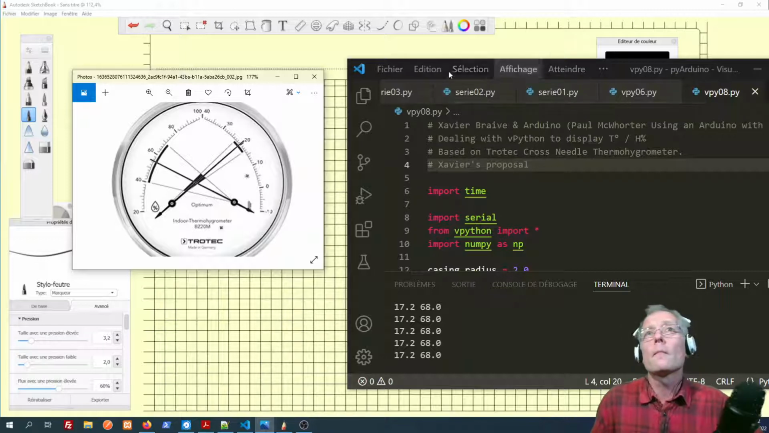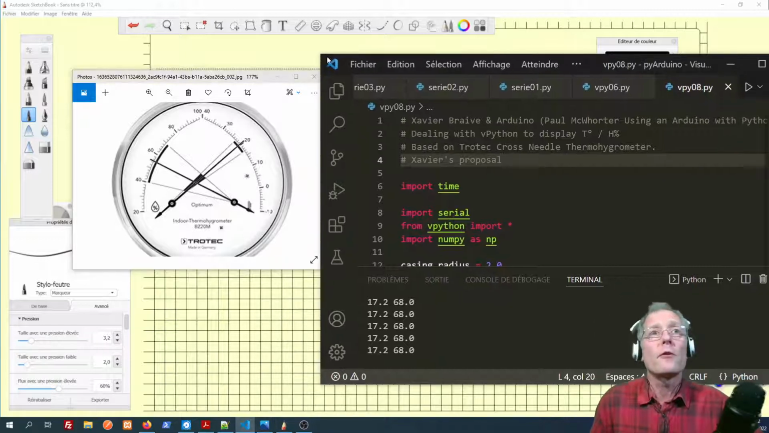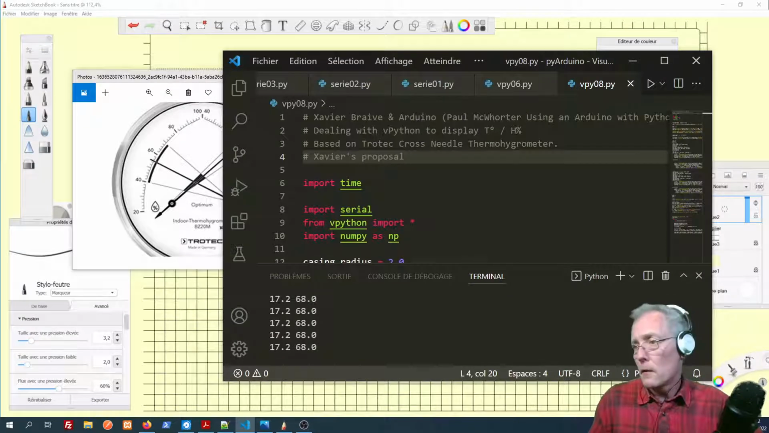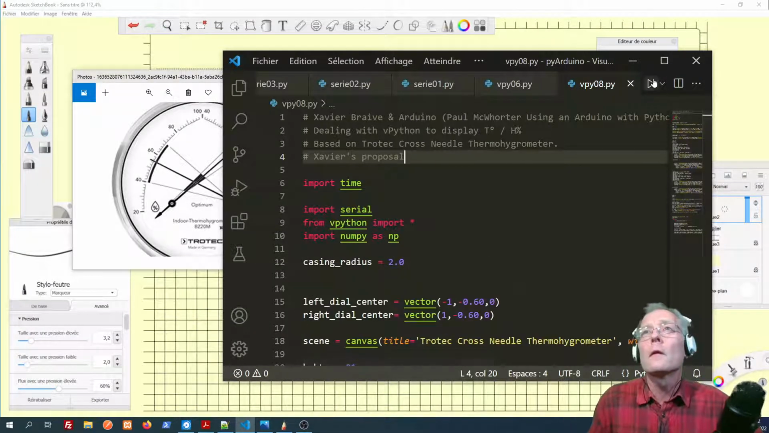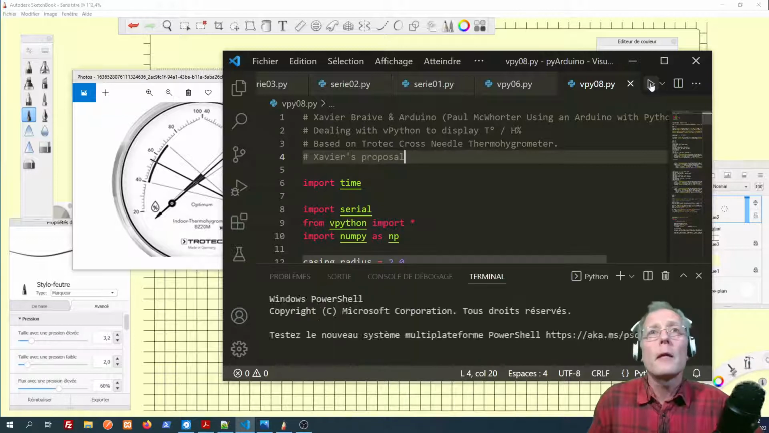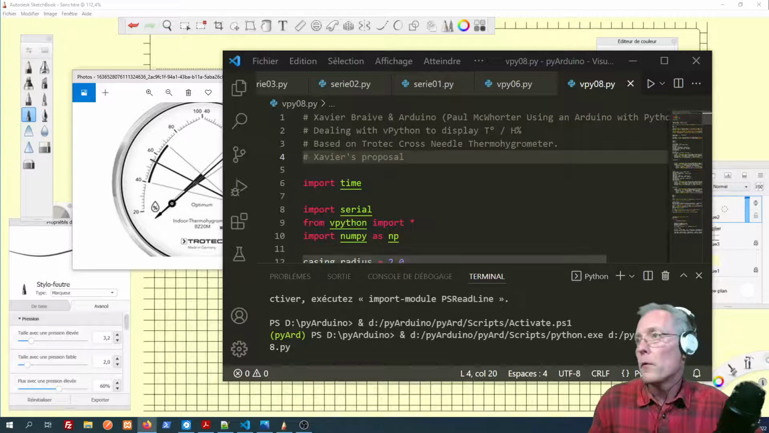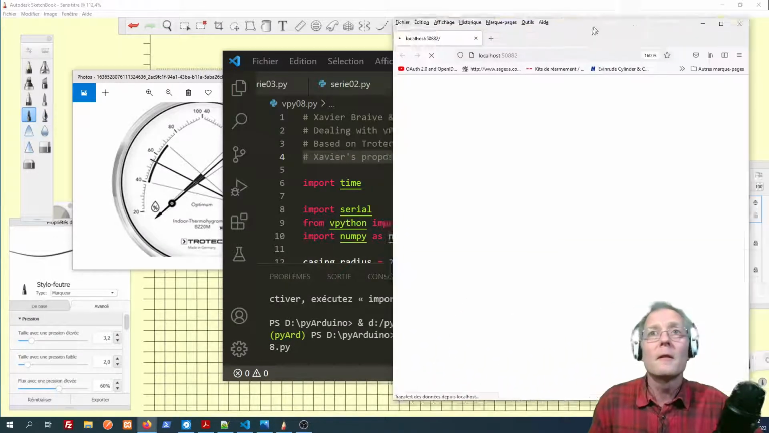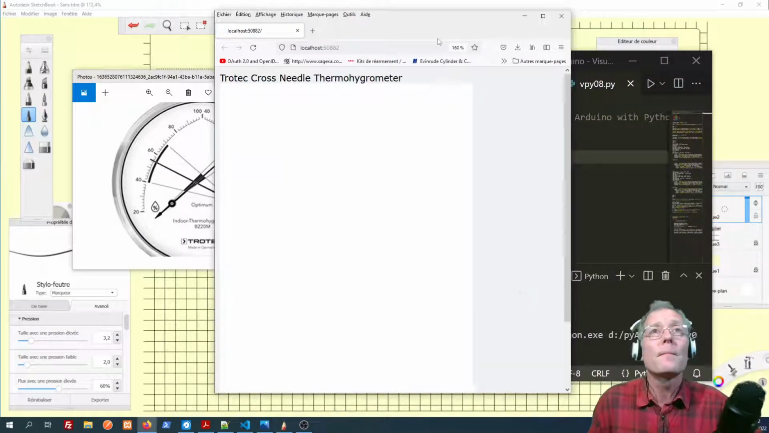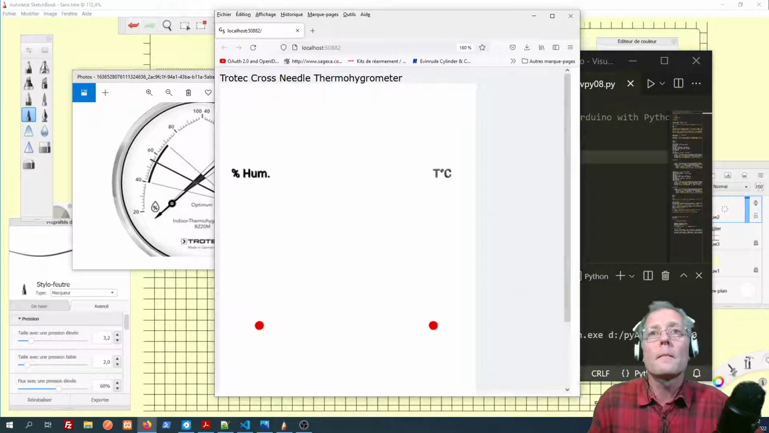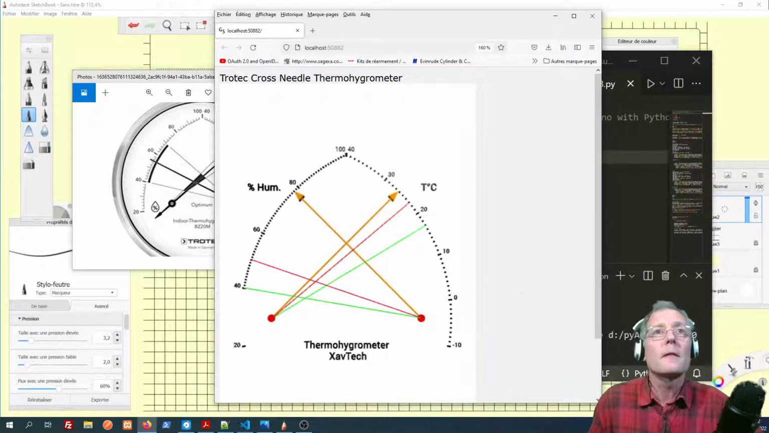So let me show you the result first. I will launch my code, so there will be more motivation for following the code thereafter. Yes, that's it.